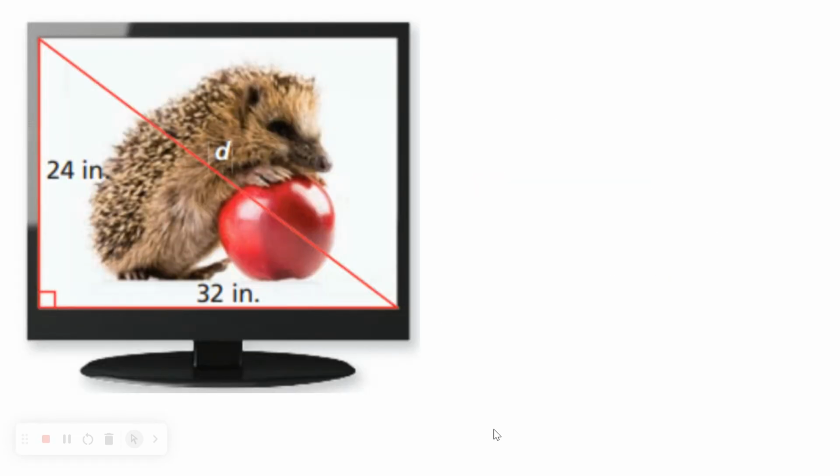Let's try a couple more. We have two that are on images. They're not just a basic triangle. So we have what looks to be a computer monitor, maybe a TV screen.